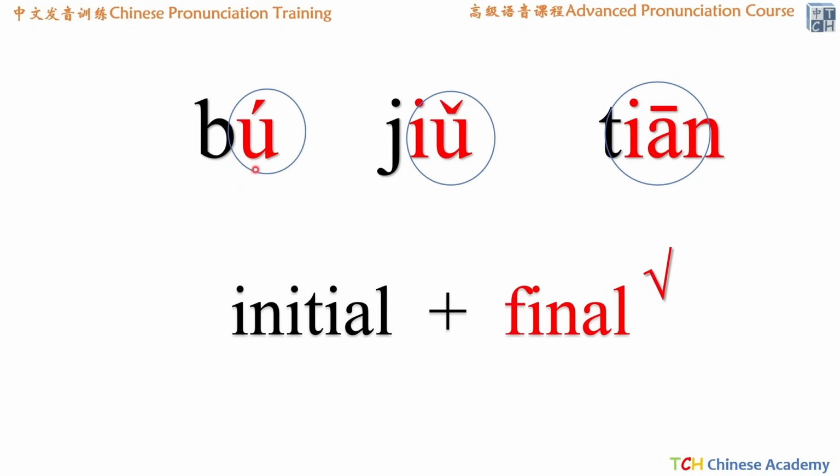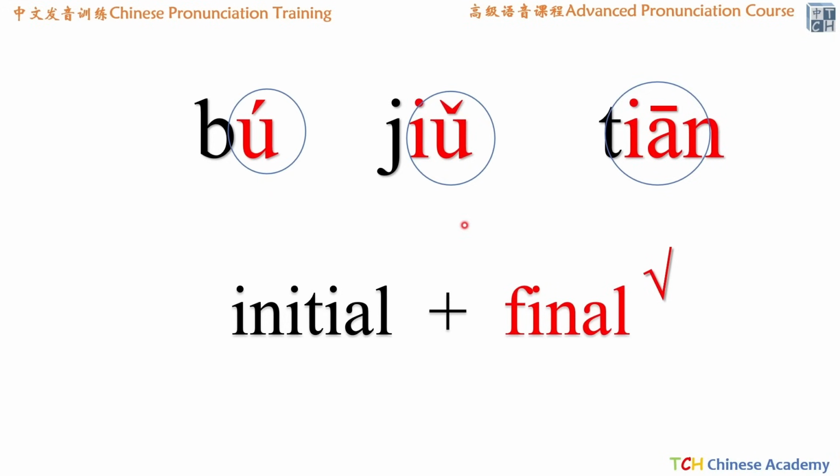Well, look at this one. If the final is a simple final, which means there is only one final, of course the tone is placed on this final. Then how about these two? Both pinyin have compound finals, which means there is more than one simple final. Maybe you are wondering, is there a rule to follow, or do we just put the tone mark randomly? And the answer is, there is a rule. And then what is the rule?